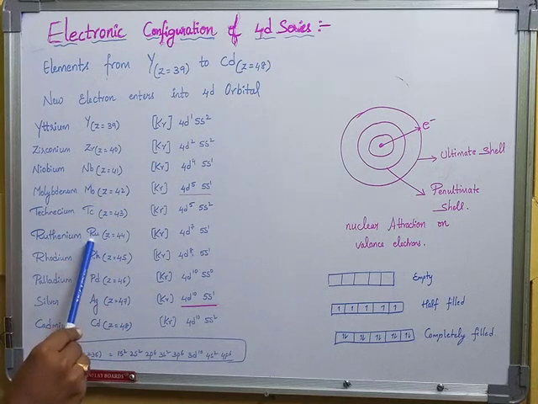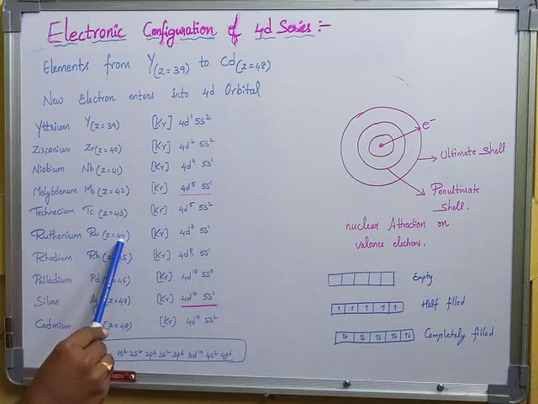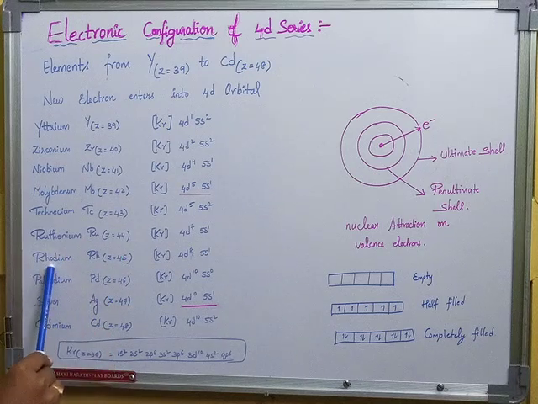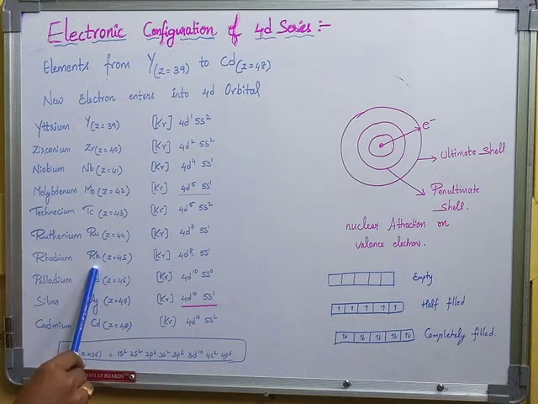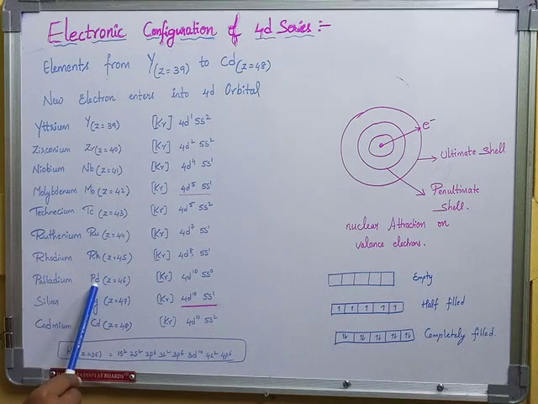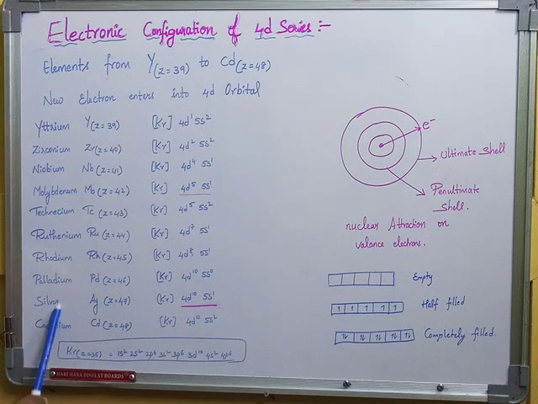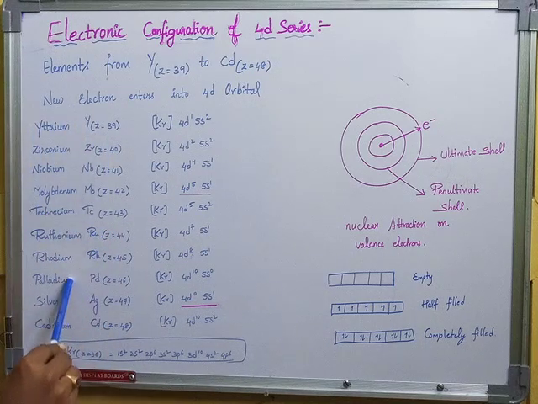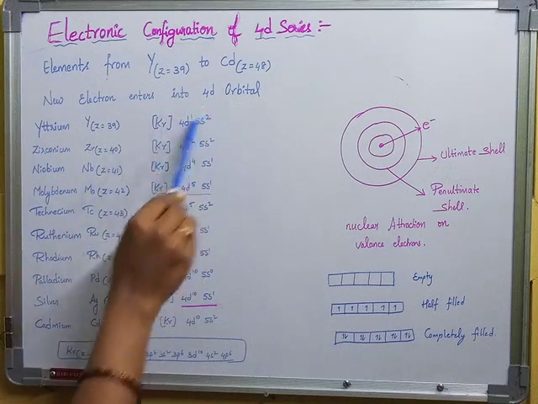Ruthenium, symbol Ru and atomic number 44. Next rhodium, symbol Rh, atomic number 45. And palladium, symbol Pd and atomic number 46. Next silver, atomic number 47, symbol Ag. Next cadmium, atomic number 48, symbol Cd. So we must know the pronunciation, then only we can move to the electronic configuration.